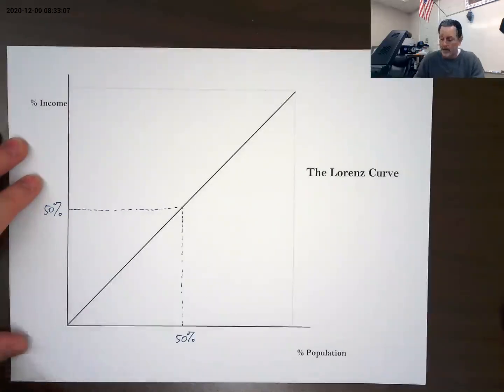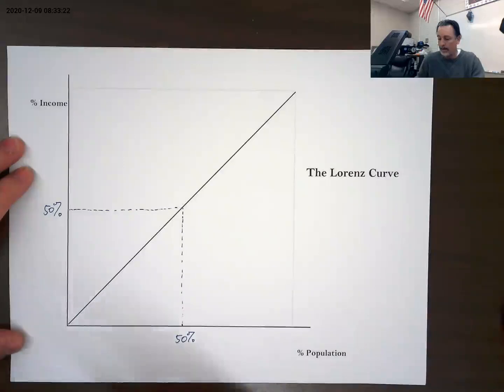Good morning. Today we're going to take a look at how to use a Lorenz curve to demonstrate inequality in a given economy, inequality of income in that given economy. And so what we have here is a model of a Lorenz curve that is set up right now with only the line of equality on it.